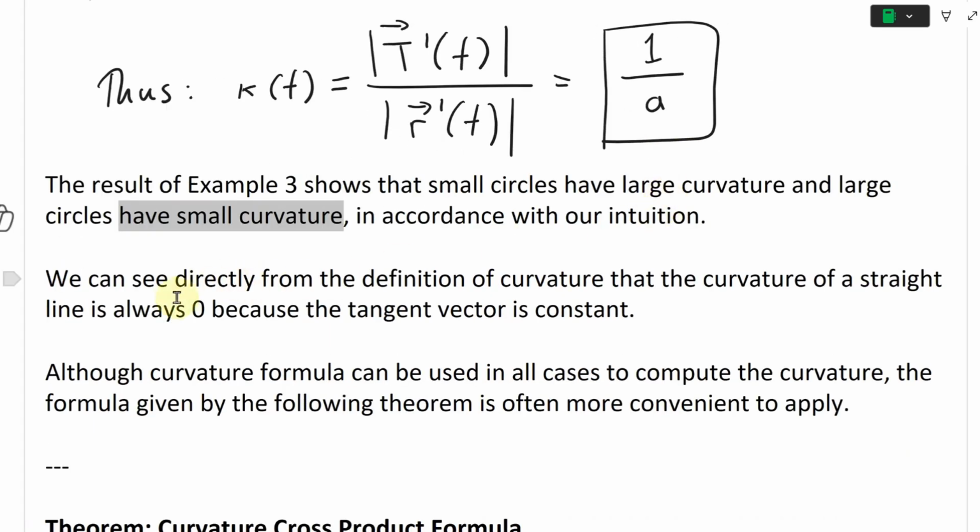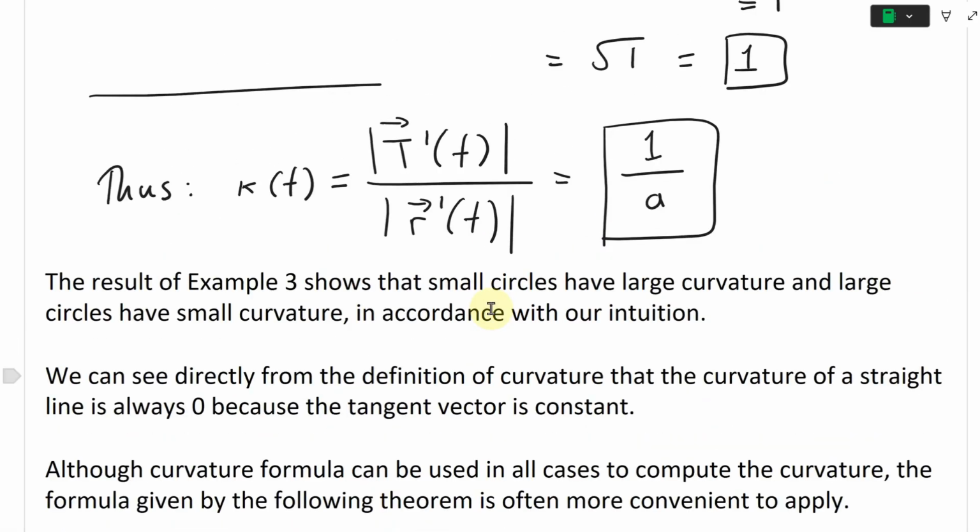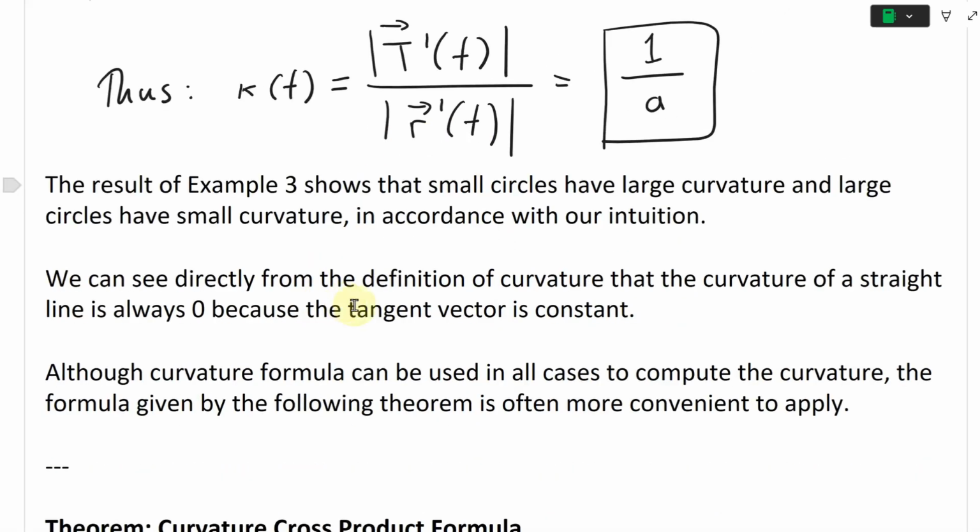As expected. So we can see directly from the definition of curvature that the curvature of a straight line is always 0 because the tangent vector is constant. And that's just looking at the definition. This right here, the derivative is just going to equal 0. So the derivative of the unit tangent vector is going to be 0. So the curvature of a straight line is 0, because the tangent vector is constant.